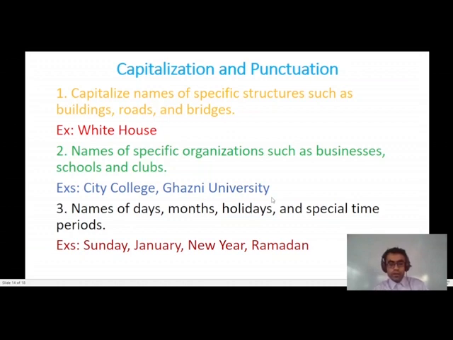3. Names of days, months, holidays and special time periods.